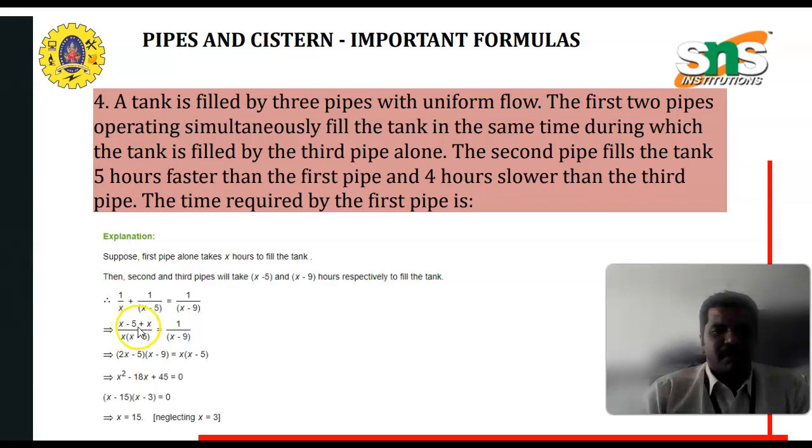So X minus 5 plus X divided by X into X minus 5 is equal to 1 by X minus 9. So 2X minus 5 into X minus 9 equal to X into X minus 5. So X squared minus 18X plus 45 equal to 0. So X minus 15 into X minus 3 equals 0. Therefore, we get the X value 15, neglecting X equal to 3.